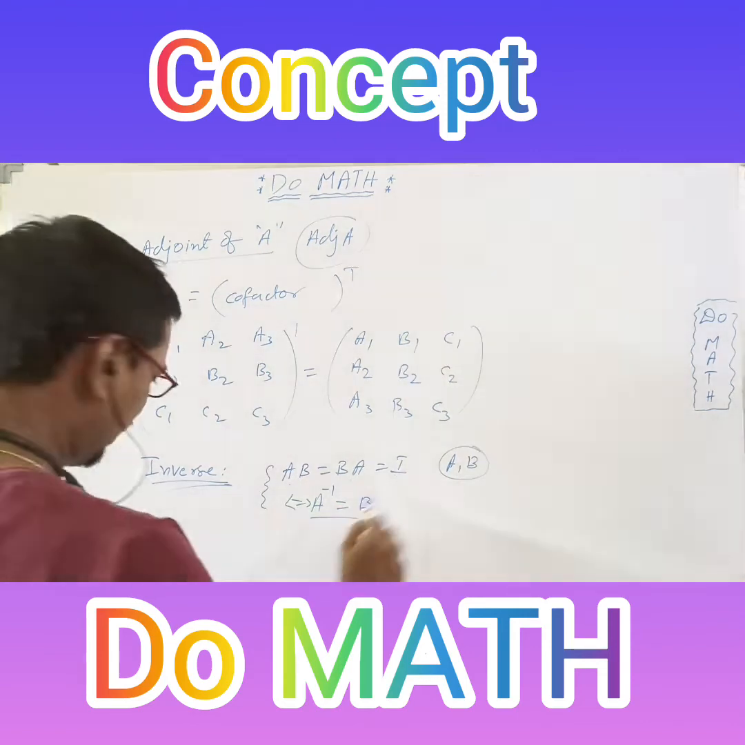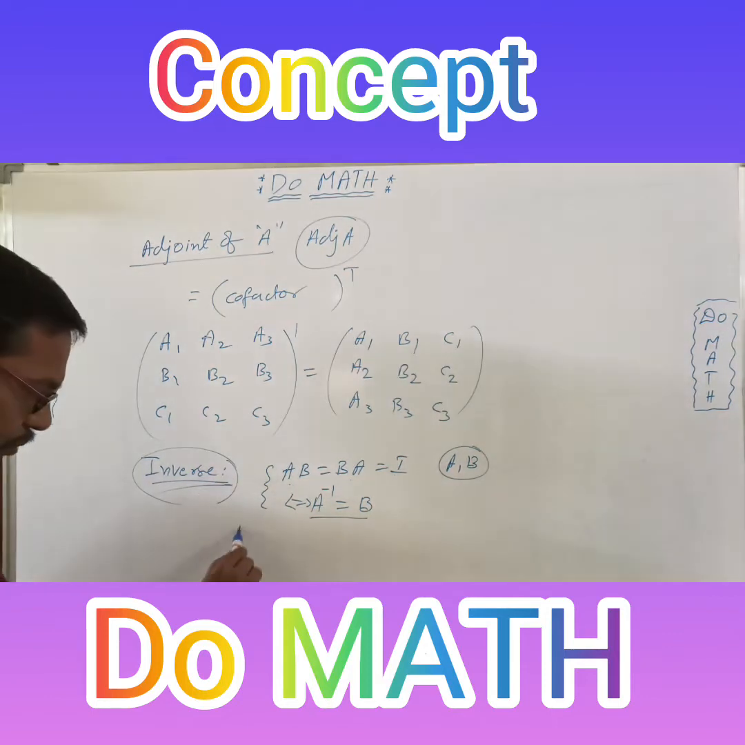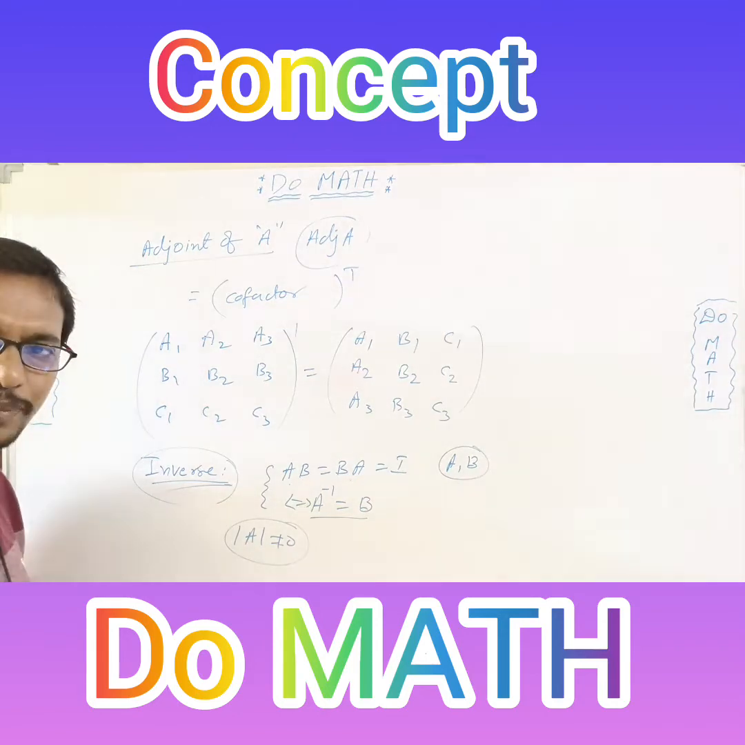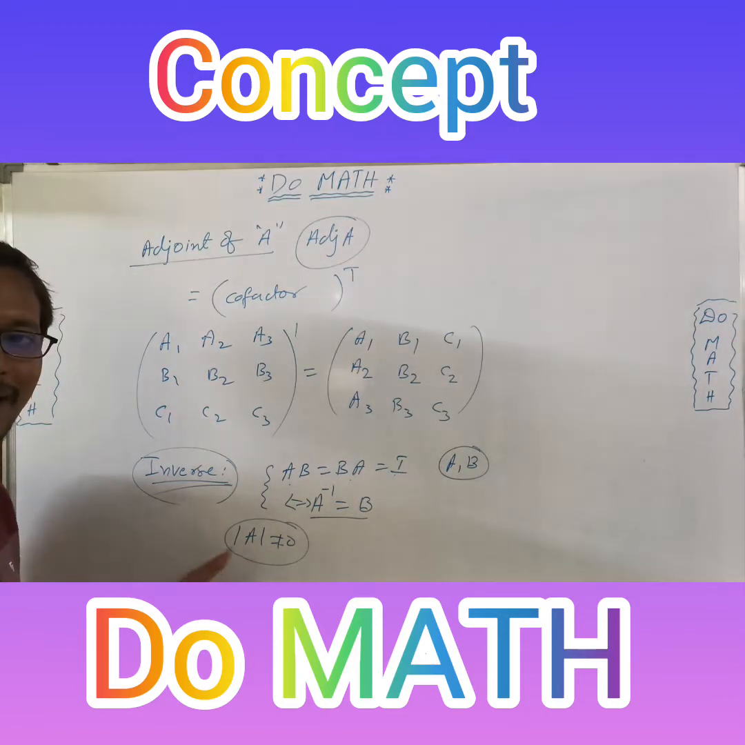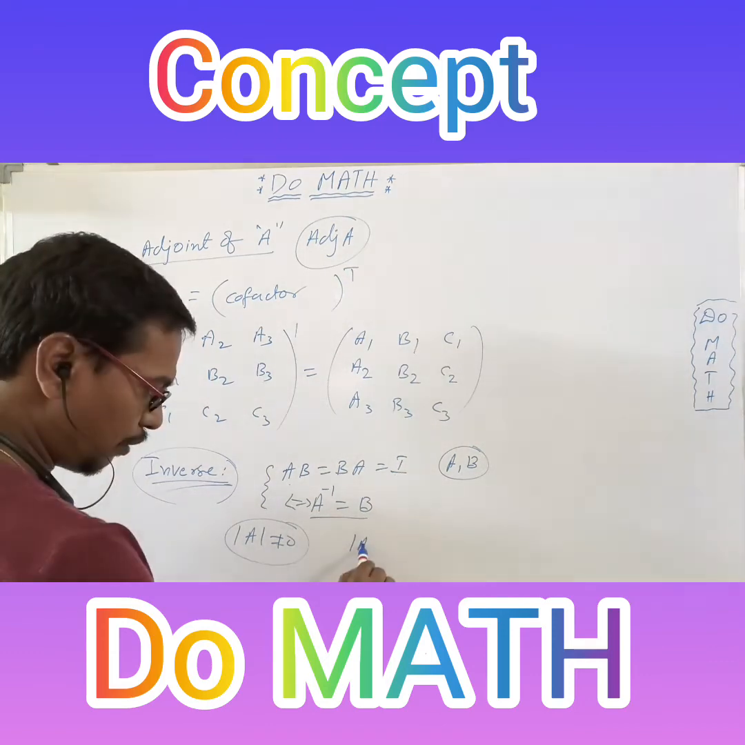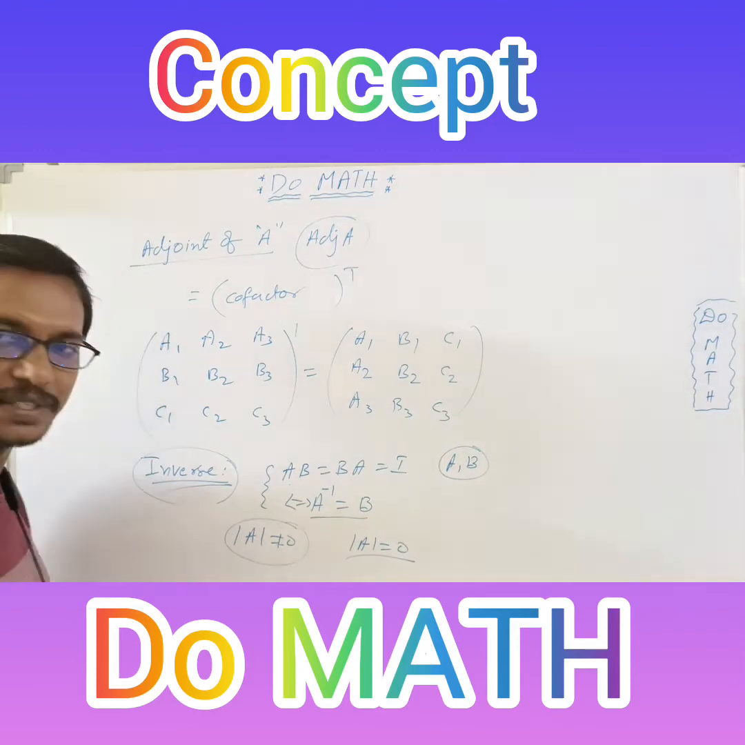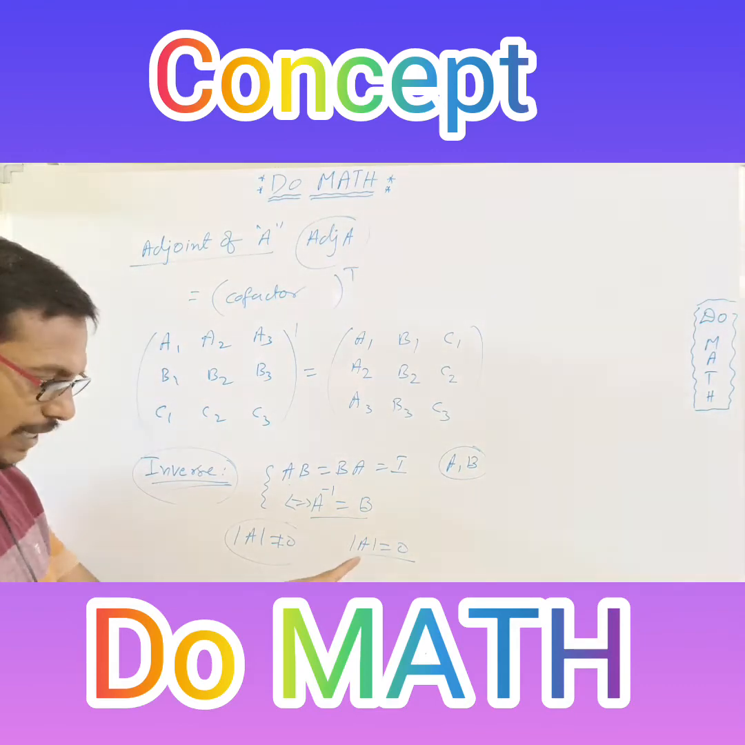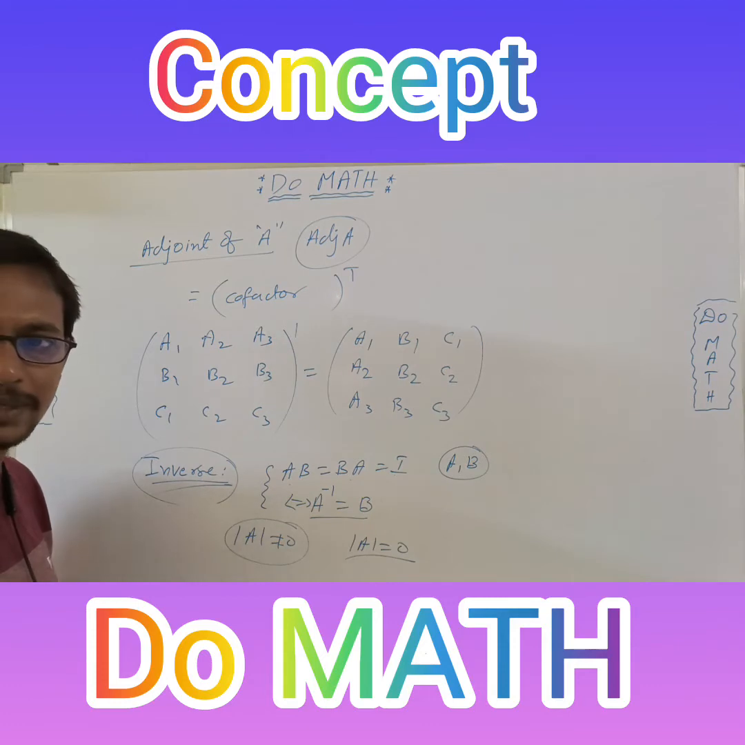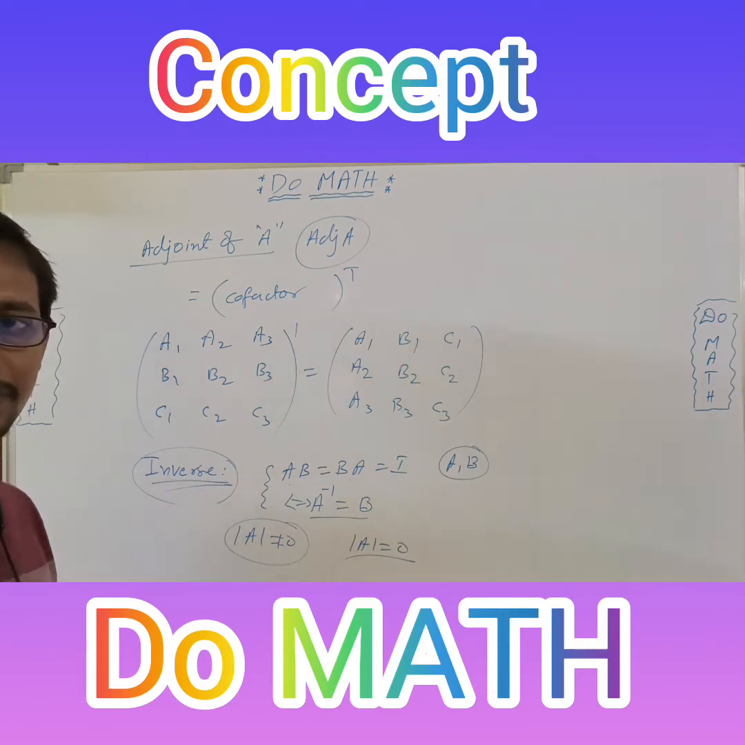And the inverse exists when det A not equal to 0. That means a non-singular matrix has an inverse. So if det A equal to 0, those matrices are singular matrices, so it has no inverse. Right.